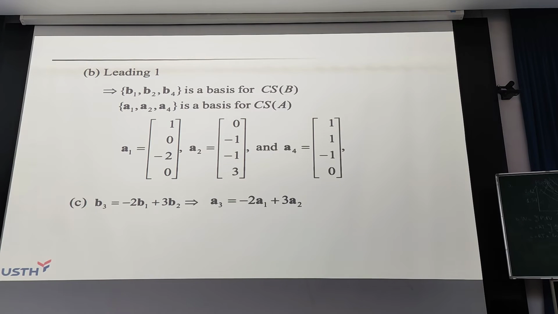Now, the last one. Because B3 equals minus 2 times B1 plus 3 times B2, it implies that A3 equals minus 2 times A1 plus 3 times A2. That is, we have written A3 as a linear combination of A1 and A2. So that is the requirement of the exercise.